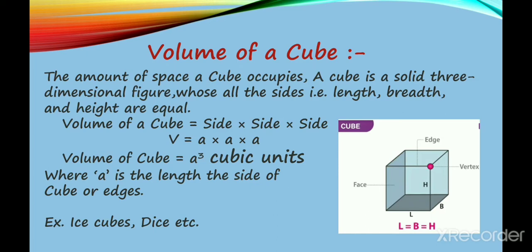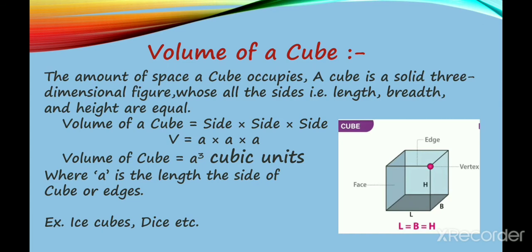Like we were dealing in area, where we wrote side into side, in the same way for the volume of a cube you will write side into side into side. That is a into a into a, and the unit of the volume of a cube is cubic unit. Some examples of a cube are ice cube and dice, which you have all seen.